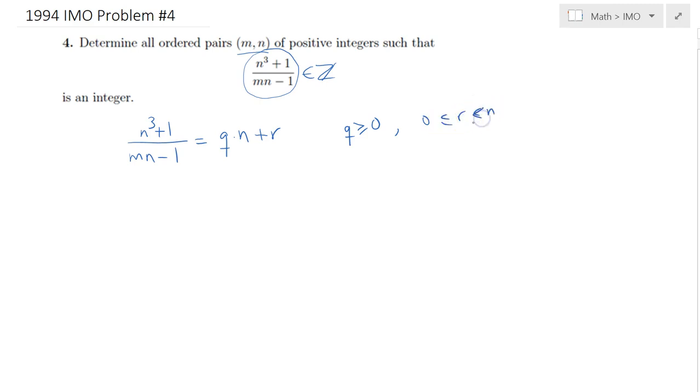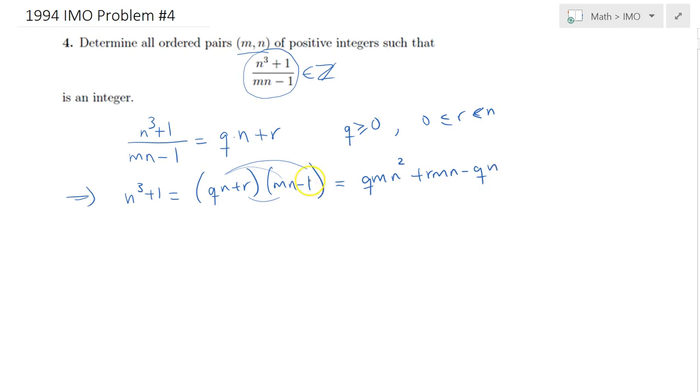And now if I do the cross multiplication and expand it, this would imply that n cubed plus 1 is simply equal to qn plus r times mn minus 1. Further expanding on this one, we have q times mn squared, and then minus qn plus rmn minus qn, and finally minus r.